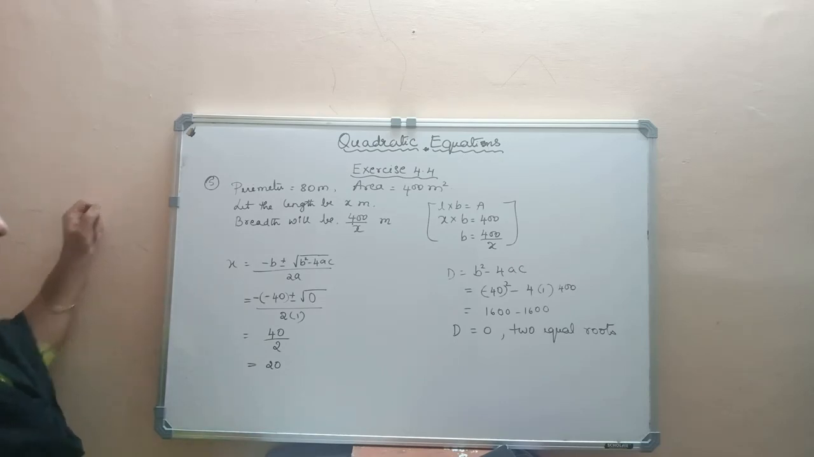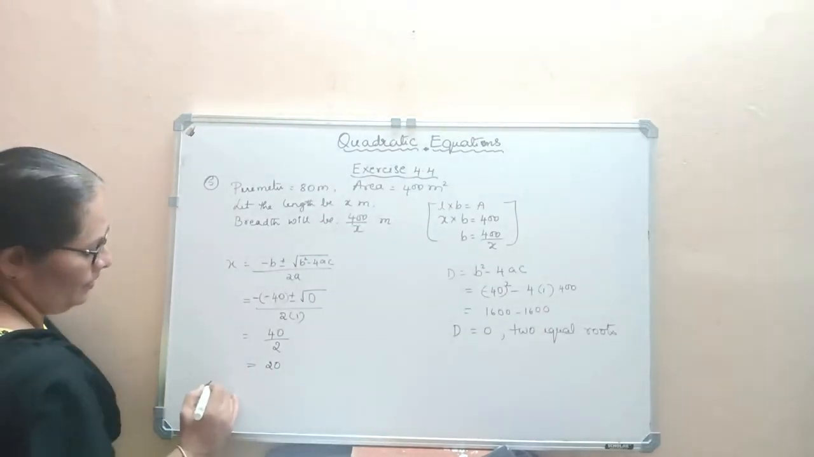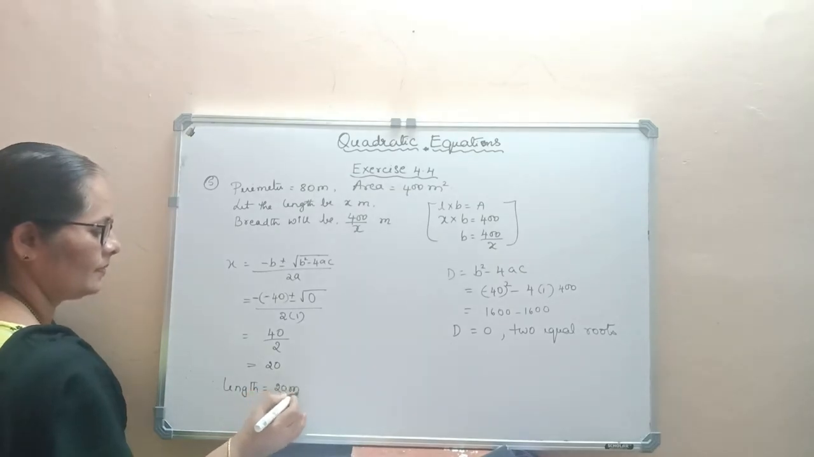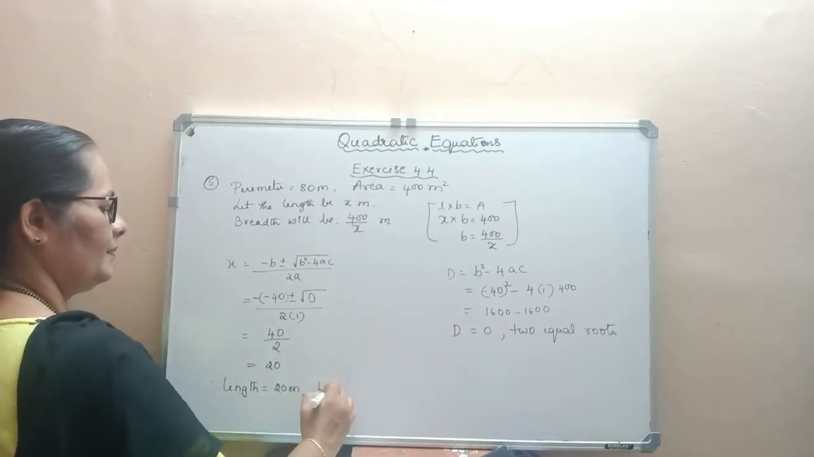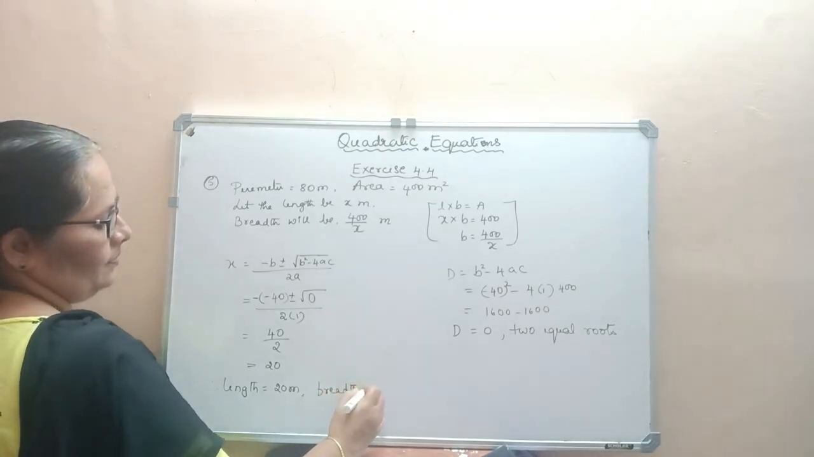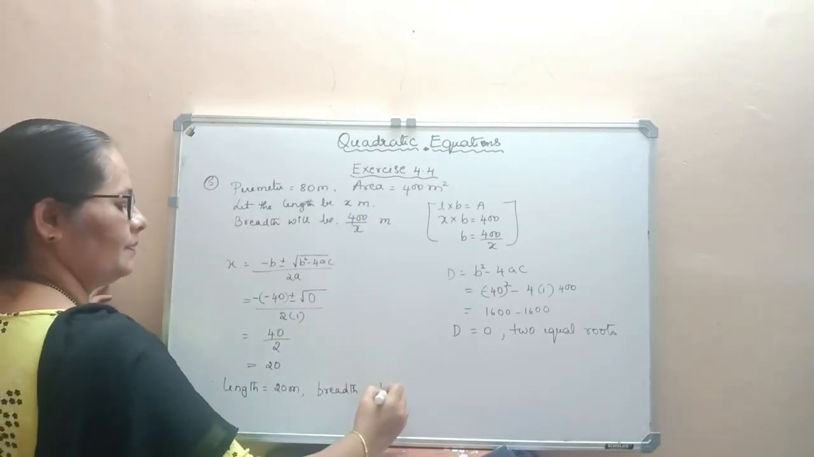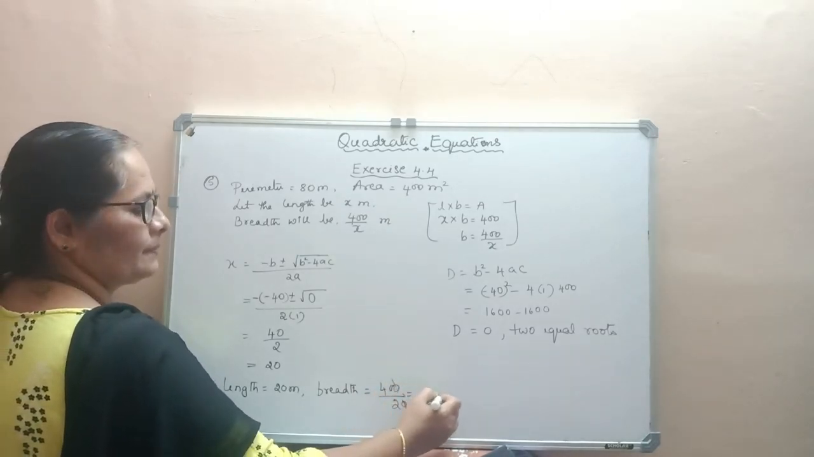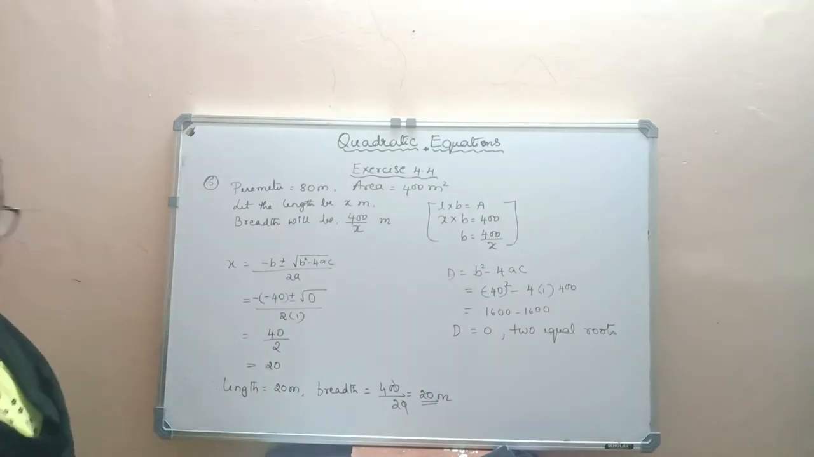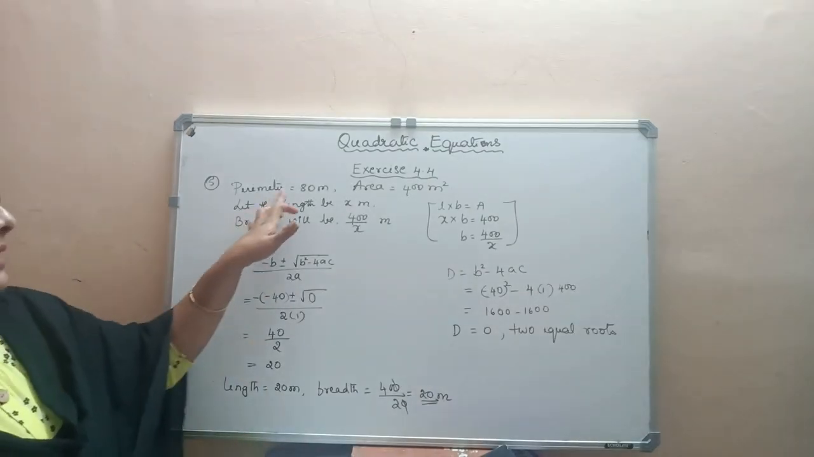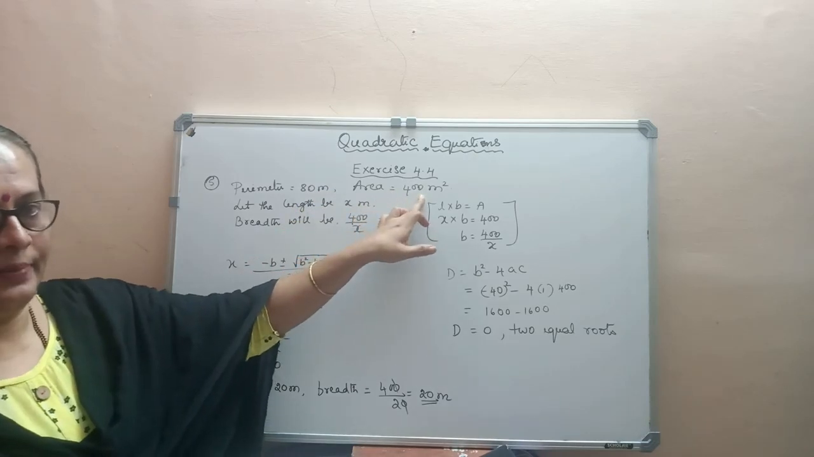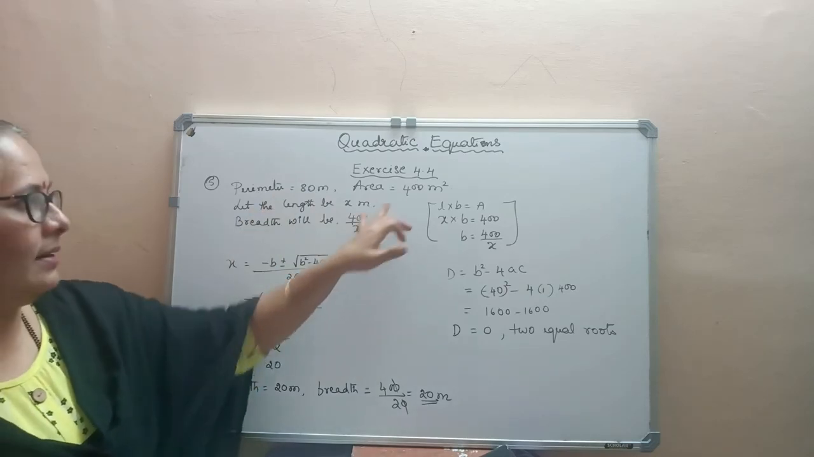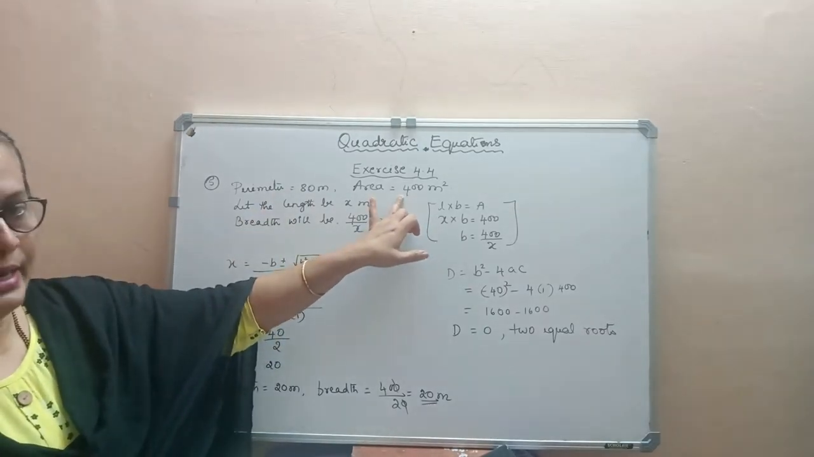Then what will be the breadth? Therefore the length is 20 meters and the breadth is 400 by x, which is also 20. So like this you can calculate length and breadth. With perimeter 80 meters and area 400, take any one of the dimensions as x. Then you will get the other dimension by substituting in the area formula.